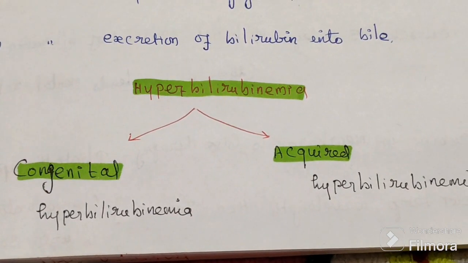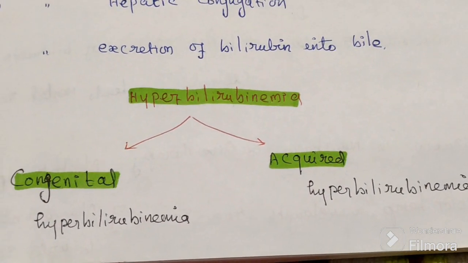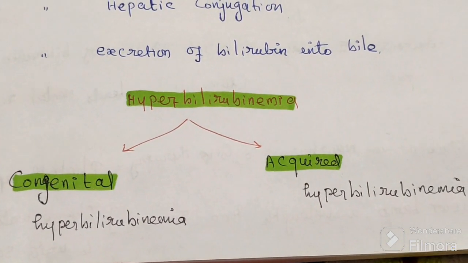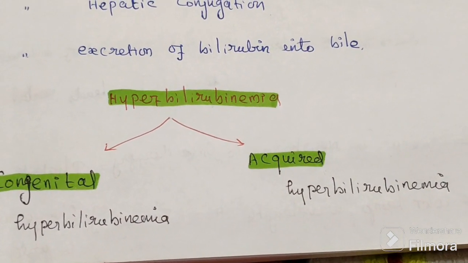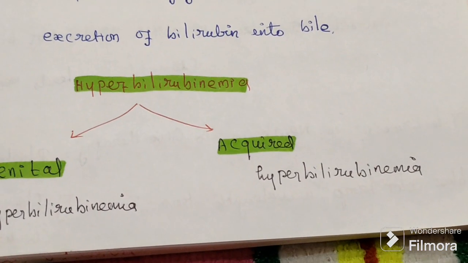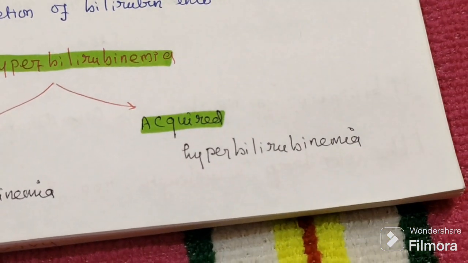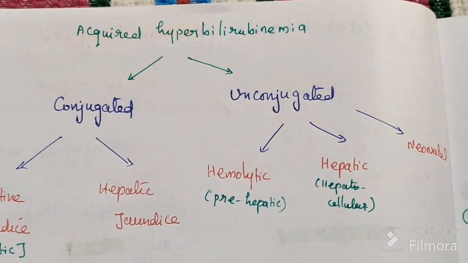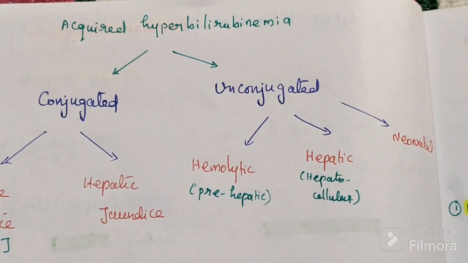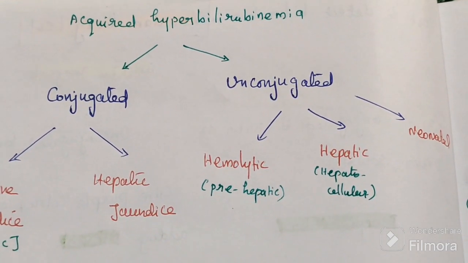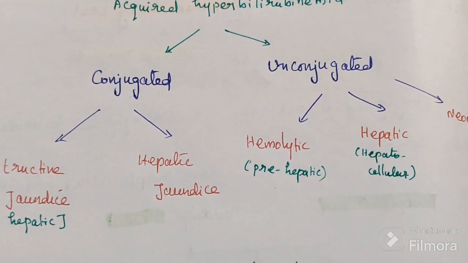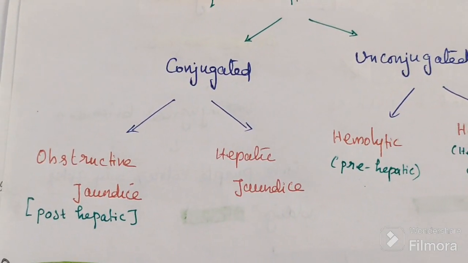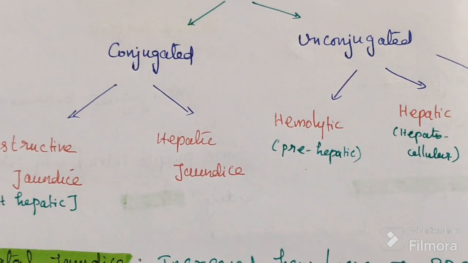Hyperbilirubinemia can be classified into two types: congenital hyperbilirubinemia and acquired hyperbilirubinemia. Now first we will discuss acquired hyperbilirubinemia. It can be classified into conjugated and unconjugated. Conjugated has two types, obstructive and hepatic.